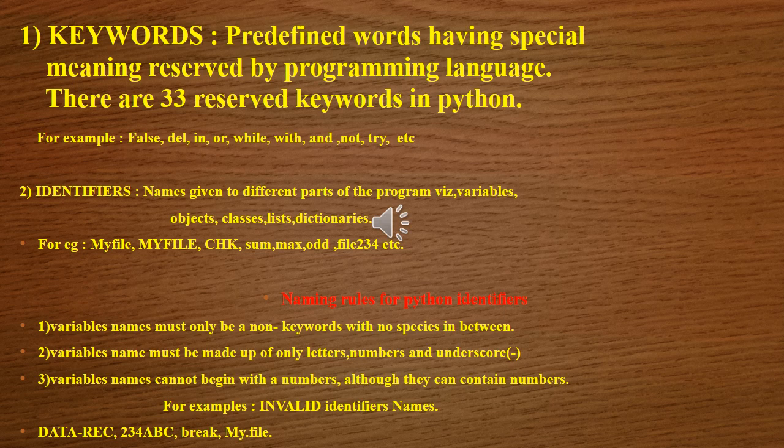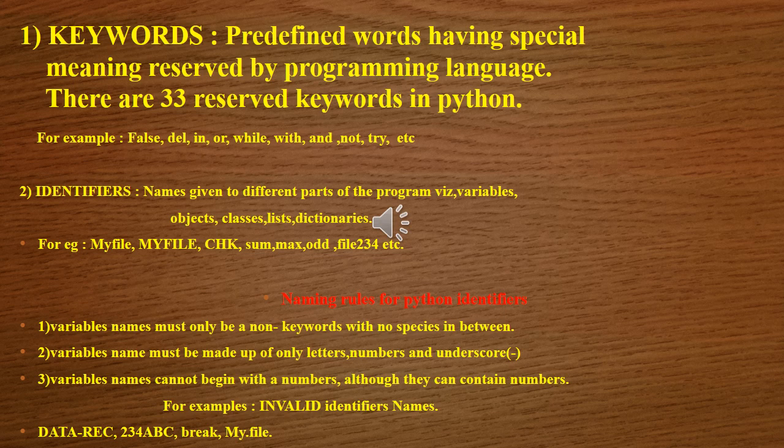Before setting any variable names or Python identifier names, there are some rules. There are 3 rules while we are choosing an identifier in Python. In Python, variable names must only be a non-keyword. Whatever the name in Python, it must be a non-keyword, meaning a Python variable name cannot be a keyword. And there must be no special characters or spaces in between.